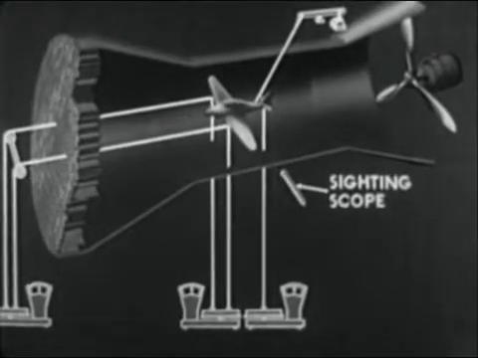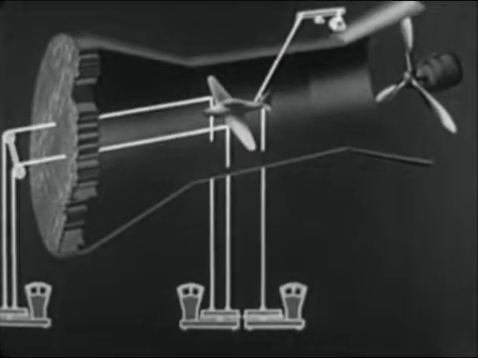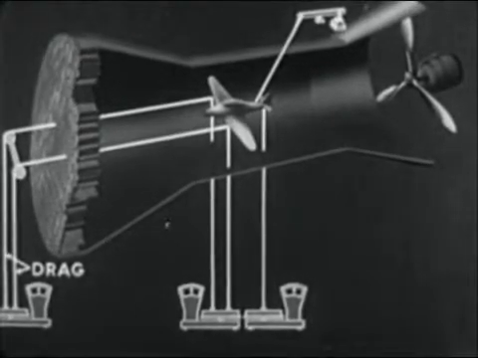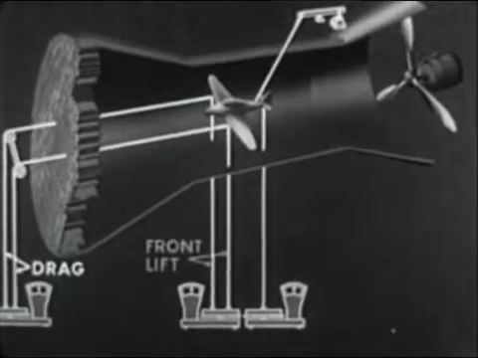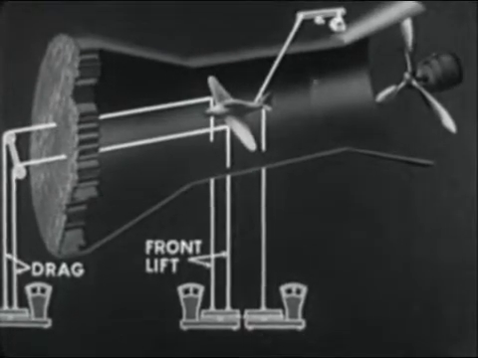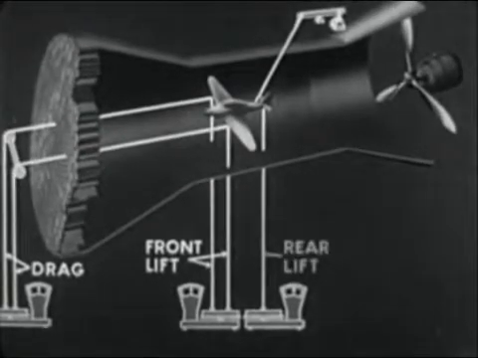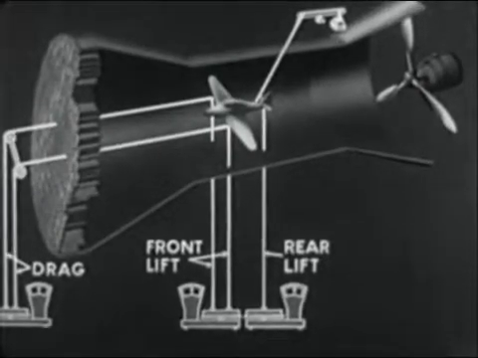The position of the model is observed through sighting scopes. With the air flowing at the desired velocity, drag force is exerted upon these wires. Front lift is measured as the actual lifting force upon these wires. Rear lift as the force upon this wire. Total lift is the sum of front and rear lift.